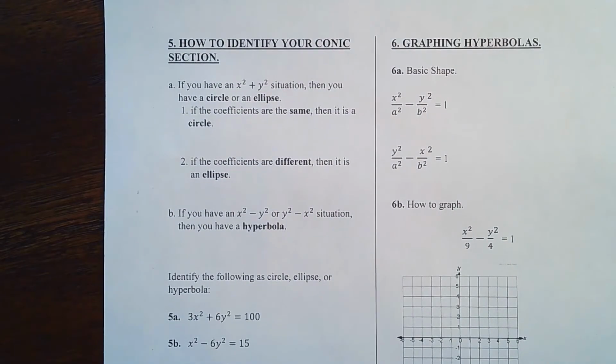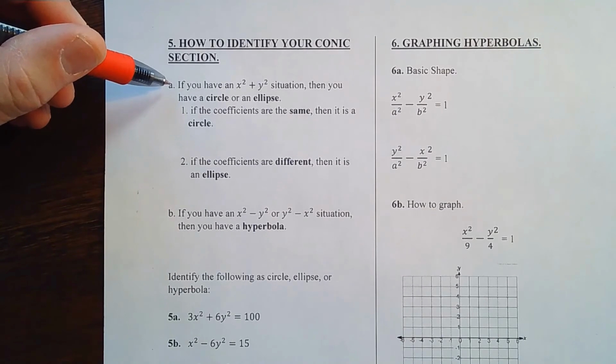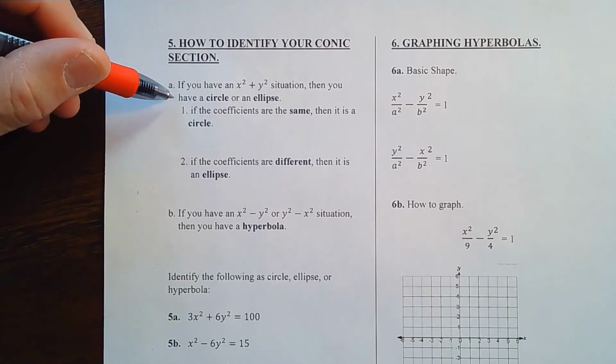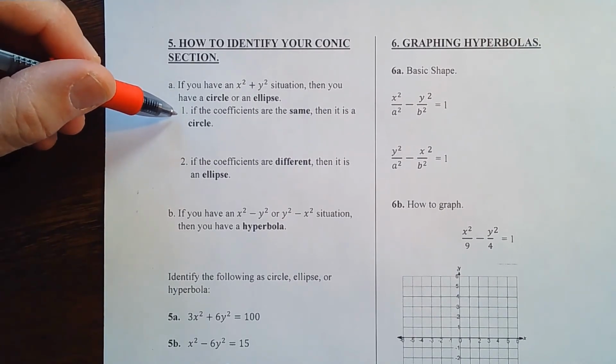How to identify your conic section. That term conic section refers to circles, ellipses, hyperbolas, those types of shapes. We don't even know what a hyperbola is yet. We will in a moment. If you have an x squared plus y squared situation, then you know you're going to have a circle or an ellipse. If the coefficients are the same, then it's a circle.